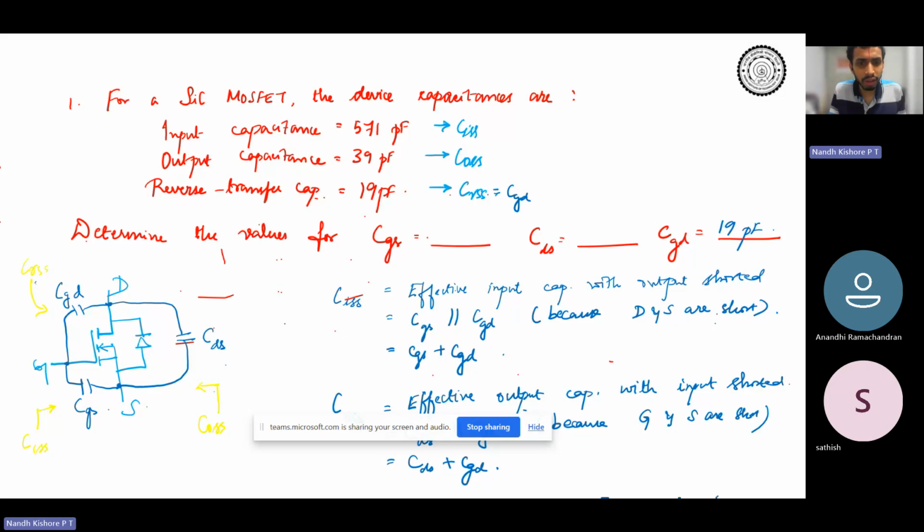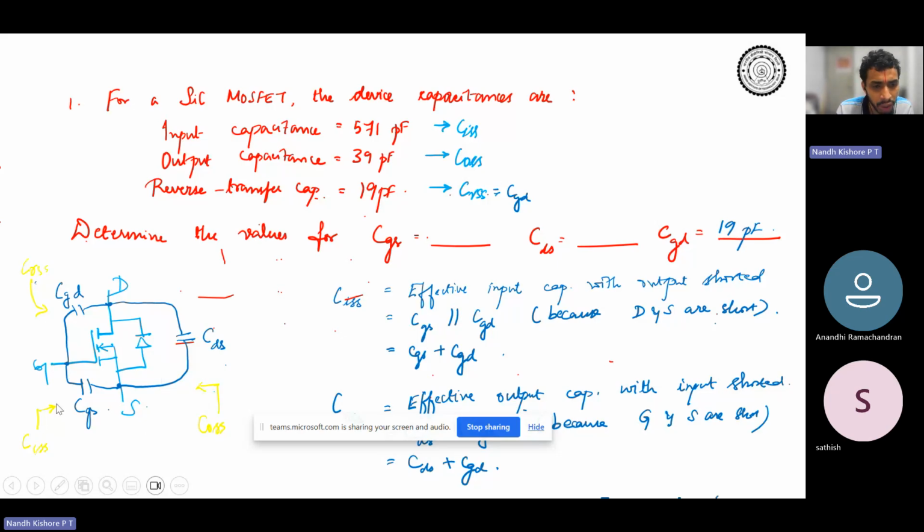So we solved this question by taking into account the parasitic capacitances that you typically find in a MOSFET, right? So you have the CGS between gate and source, you have the CGD between gate and drain, and you have CDS between drain and source. So CISS is the effective input capacitance with the output side shorted, right? It's like Thevenin's theorem, right? And the COSS is your effective output capacitance with the input side shorted.